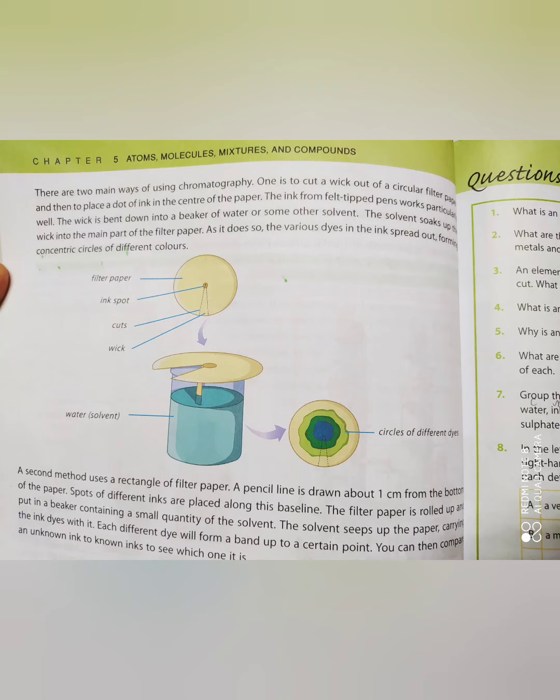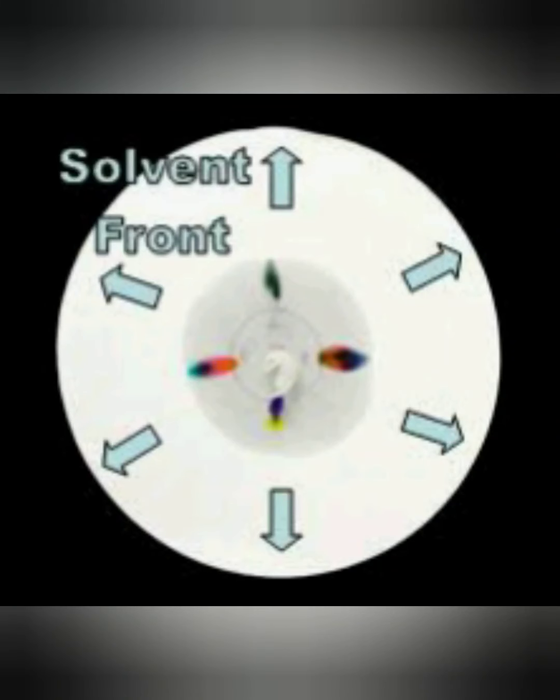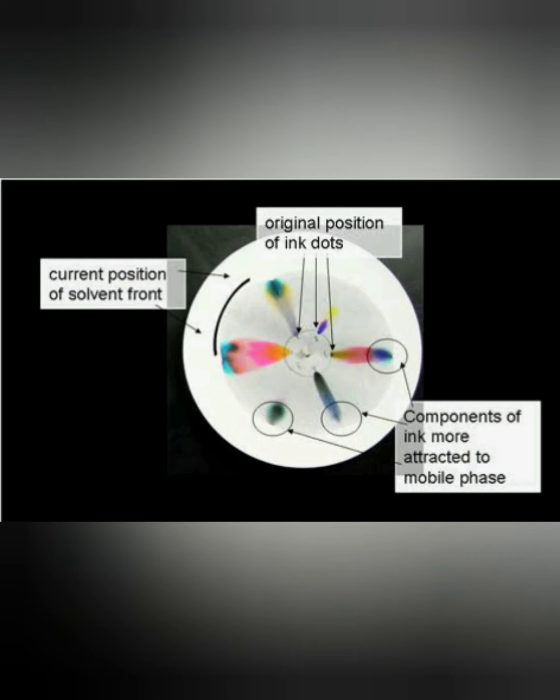The wick is bent down into a beaker of water or some other solvent. The solvent soaks up the filter paper, and the constituents of the dyes or brands move. Their flow, the solvent front, is different, and the difference in flow can be used to separate them.